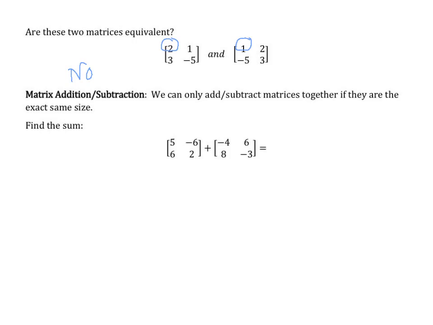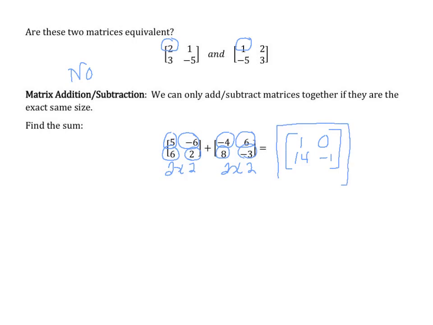We can add and subtract matrices only if they're the exact same size. So if we look at the 2 matrices down here, we have a 2 by 2 and another 2 by 2. So we're able to add them together, and all we do is add corresponding elements together. So we're going to take 5 plus negative 4. That would give us 1, and we'll continue down the line here. Negative 6 matches up with positive 6, giving us 0. 6 plus 8 gives us 14, and 2 plus negative 3 gives us negative 1. So we just added the matrices together.